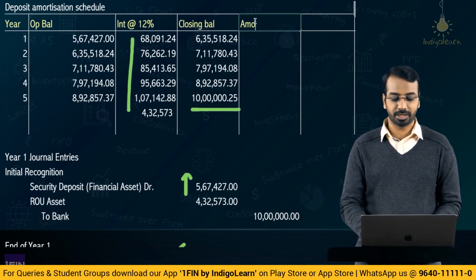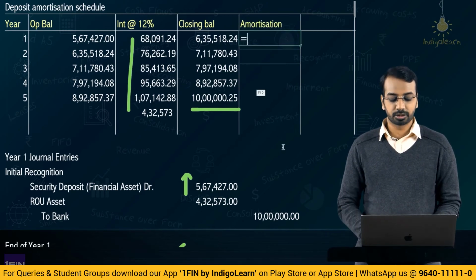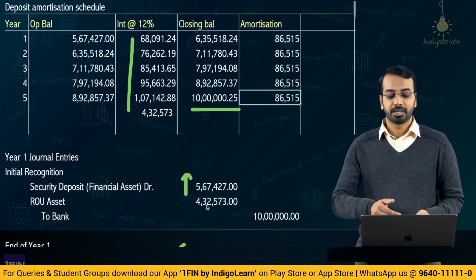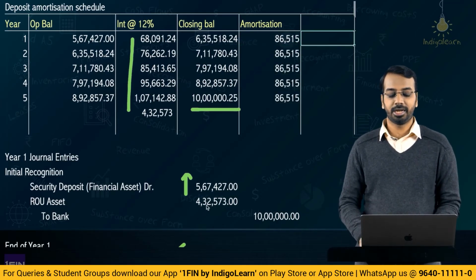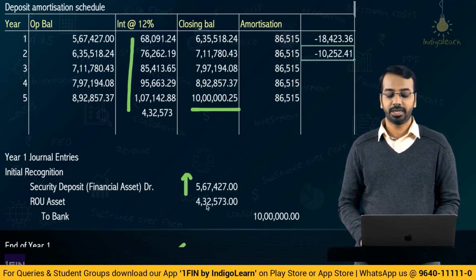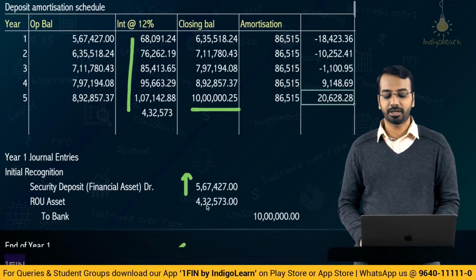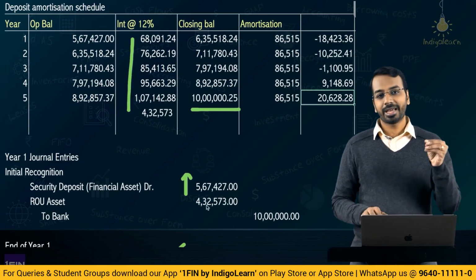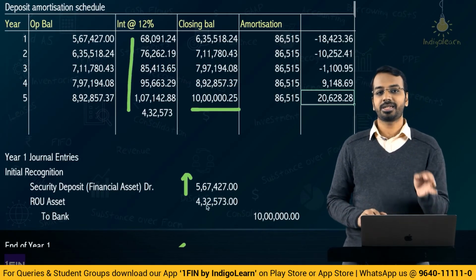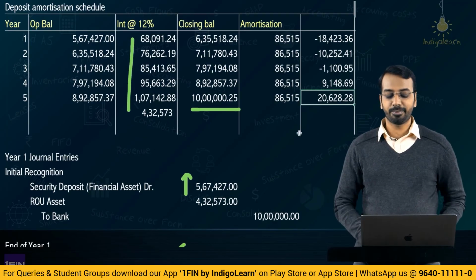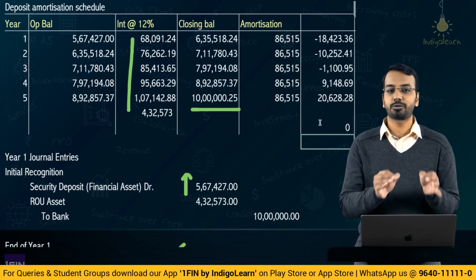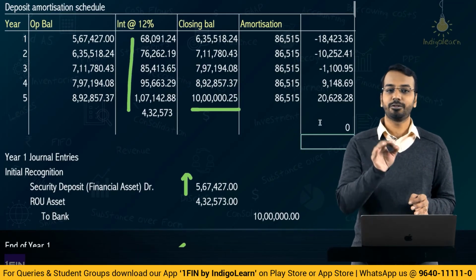And if I add amortization here, 432,573 divided by 5, so basically what happens is, the interest income and amortization net off each other. So in the initial period you have an expense of 18,423, an expense reduced, then income, then income. So it actually ensures that you consider the time value of money and account for interest and expense. See, over a 5-year period the net impact is 0. The net impact is ultimately 0, but this gives a true reflection of time value of money.